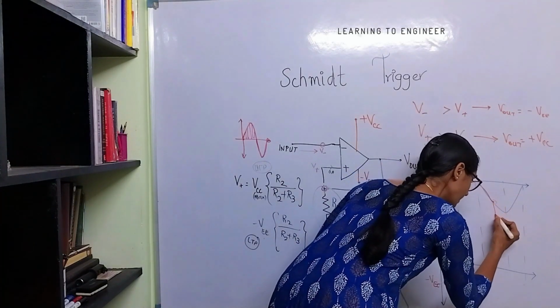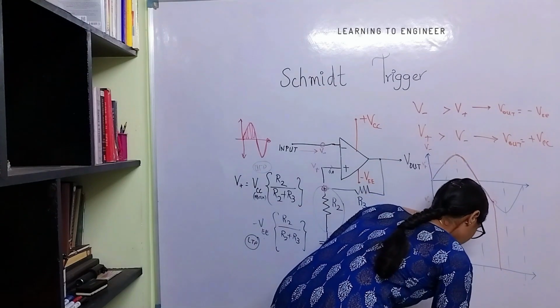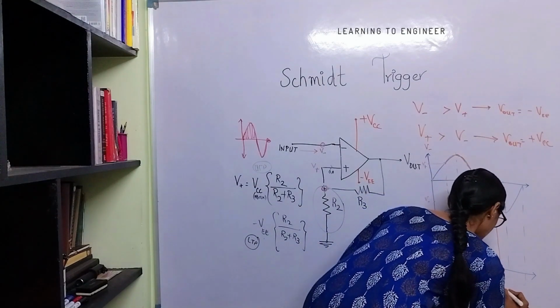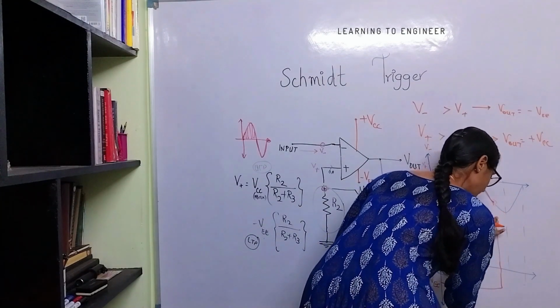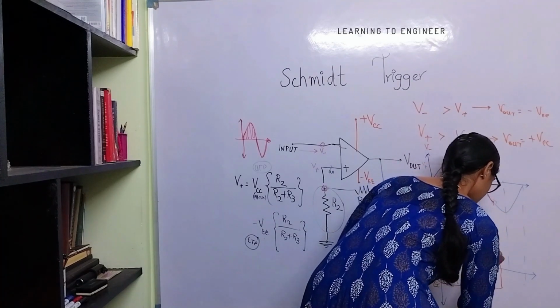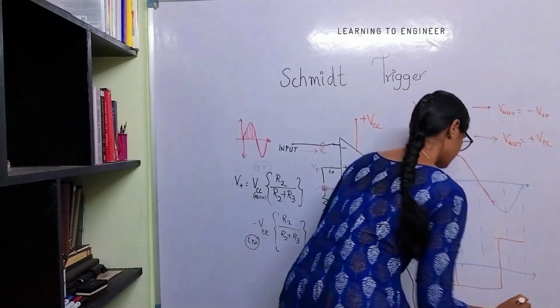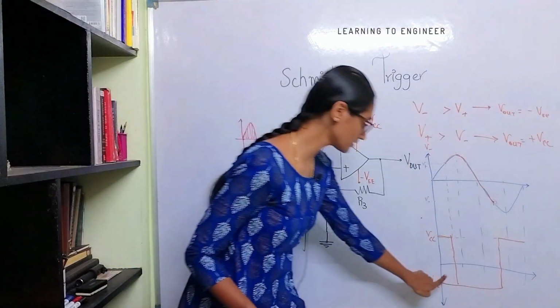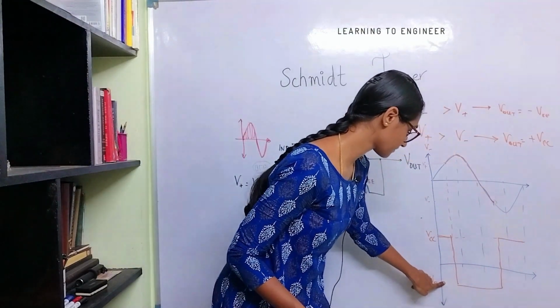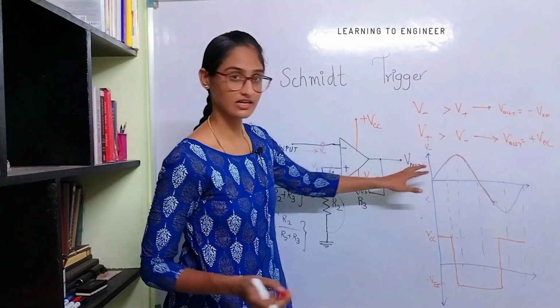Up to when you reach the lower threshold point, and at this end, this will be equal to plus VCC. So this is the concept of Schmitt trigger. I'll repeat this.